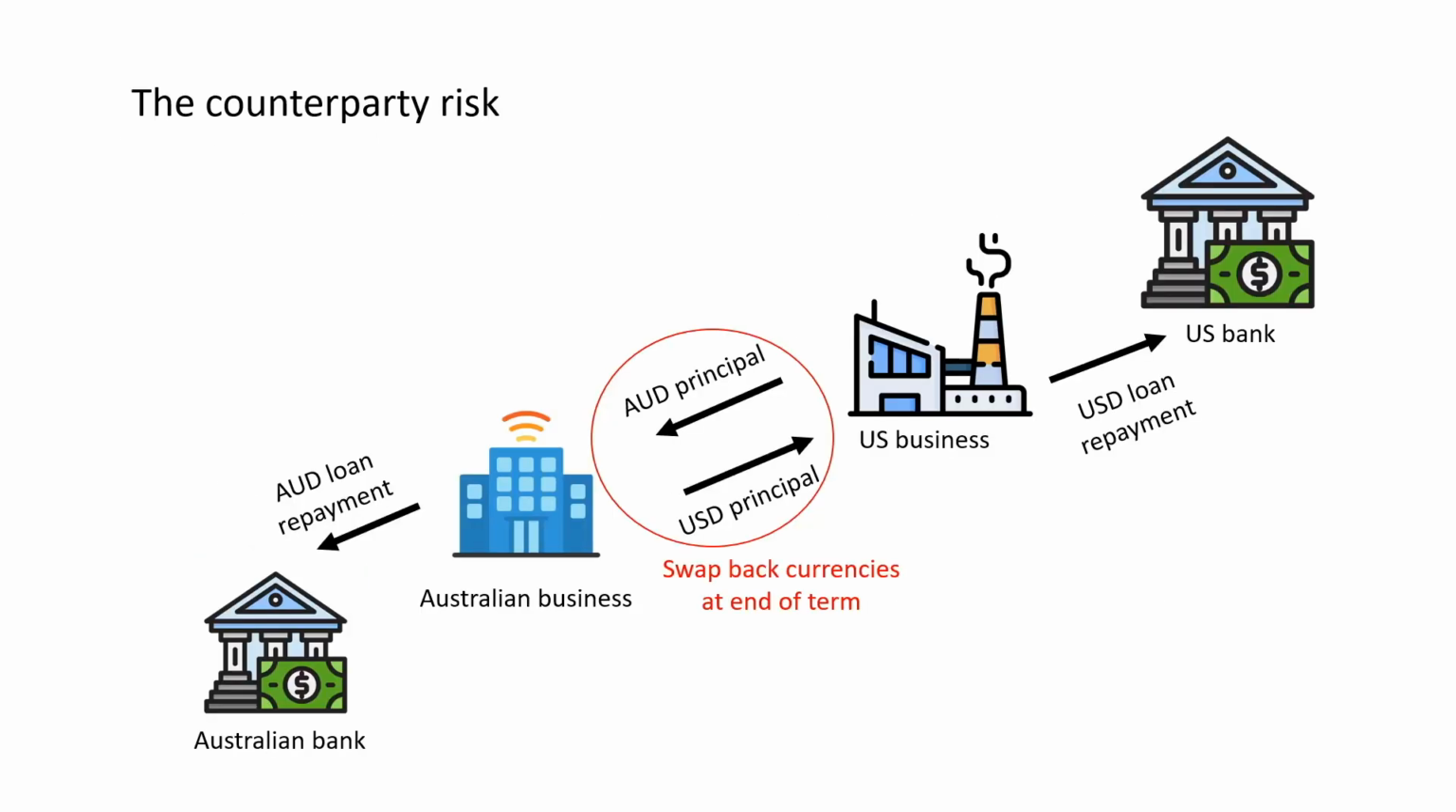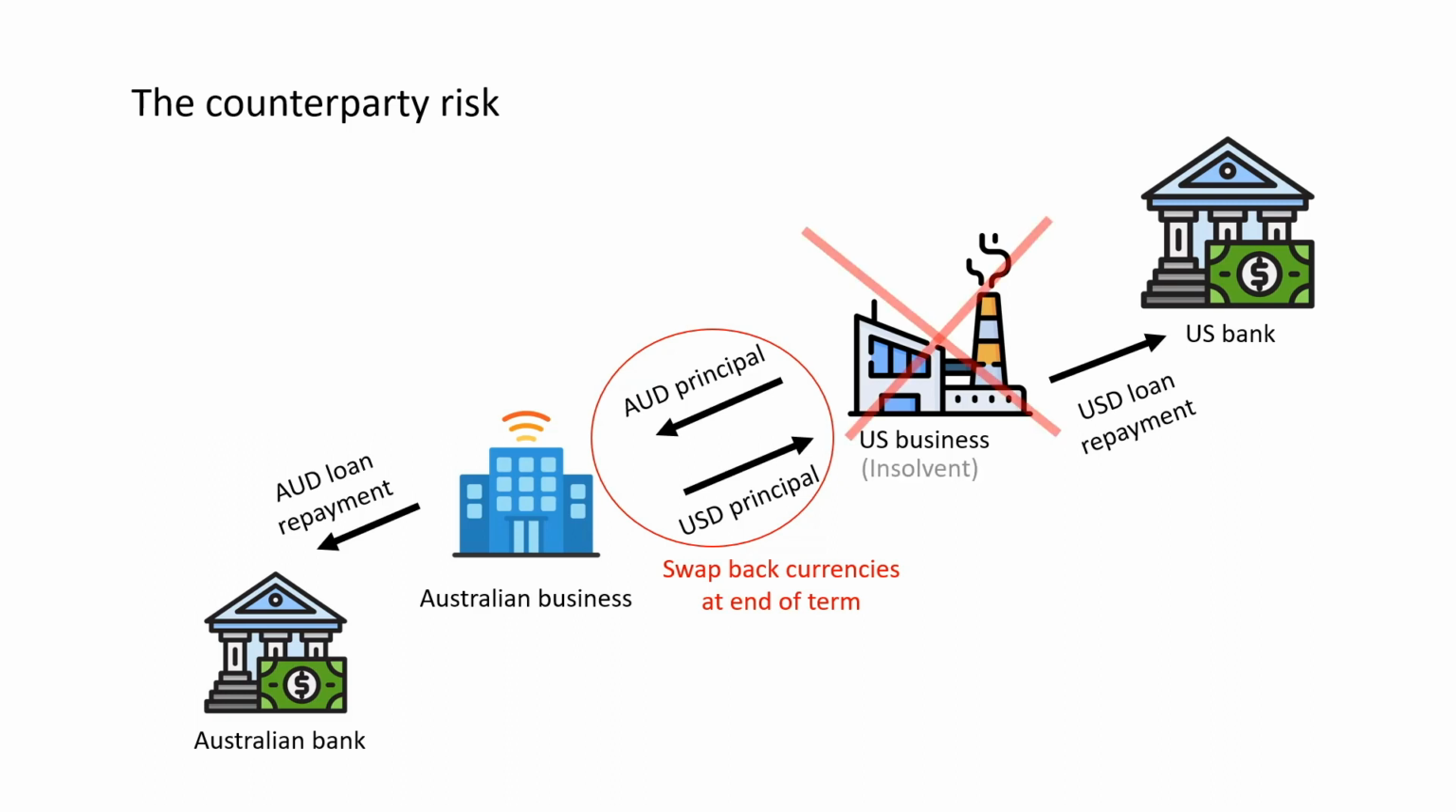Okay, so just to clarify what counterparty risk means, let's go back to the example where it's now the end of the currency swap. The Australian business has to pay the US business the USD that the US business paid the Australian business at the beginning, and then the US business also has to pay the Australian business the AUD that the Australian business paid the US business earlier. So basically, they swap back the currencies at the end of the term.